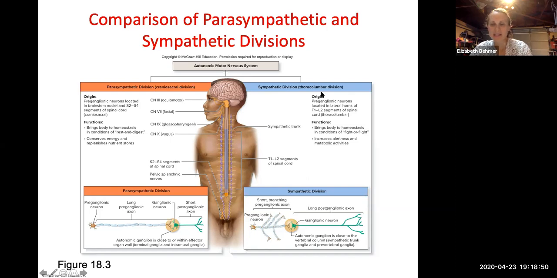Then your sympathetic division we call the thoracolumbar division, because its spinal nerves come out of the thoracic region of your spinal column and also the lumbar region of the spinal column. You can see that part is in blue. So those are some differences there.